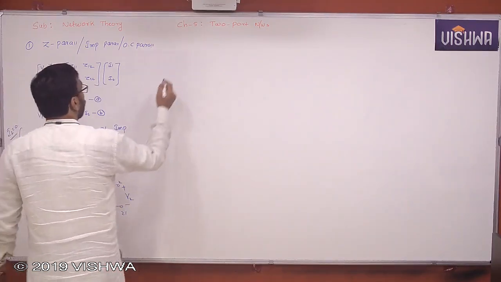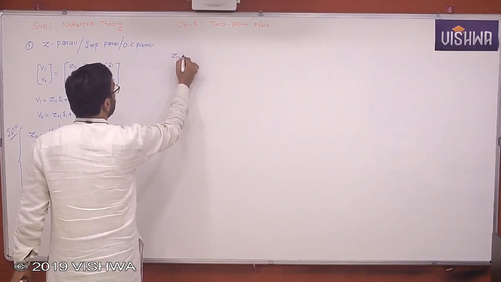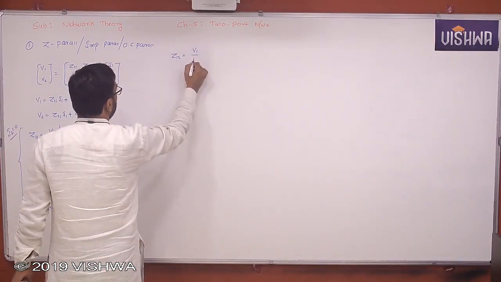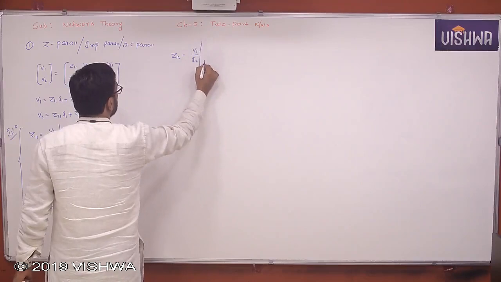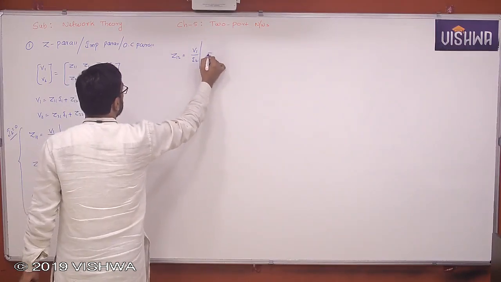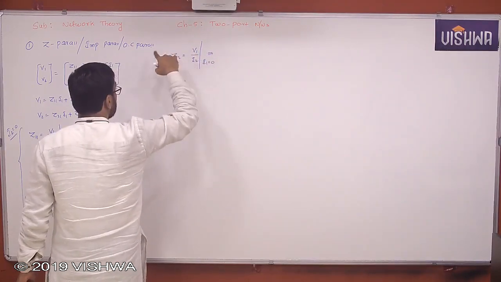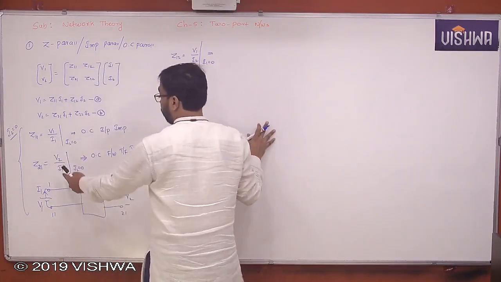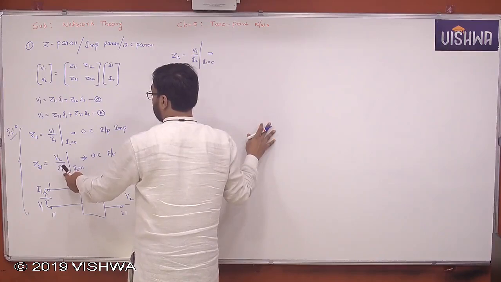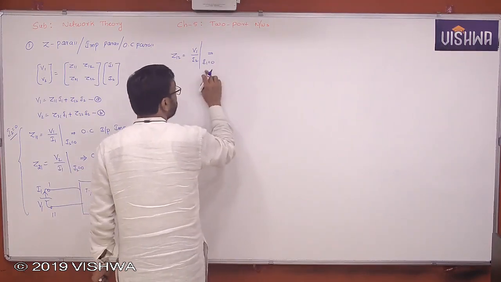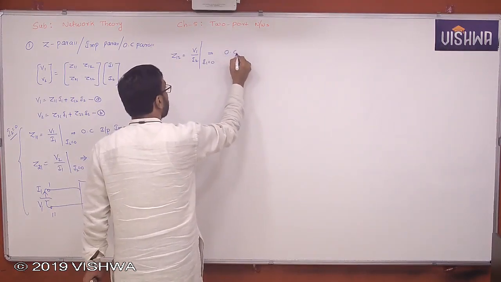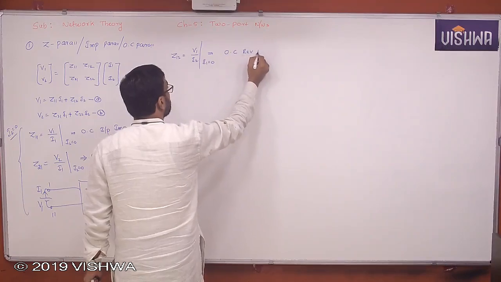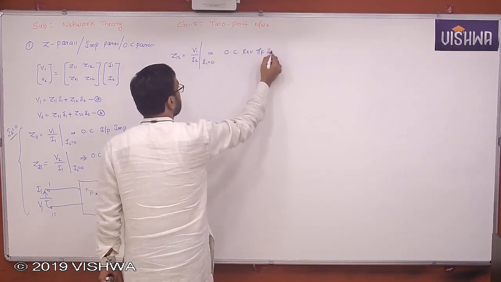When I1 is 0, you will get Z12 is equal to V1 by I2 when I1 is 0. Again, this is input voltage by output current. That means transfer. This is also transfer. If I call this a forward transfer, then this is going to be reverse transfer, but under open circuit conditions. So open circuit reverse transfer impedance.